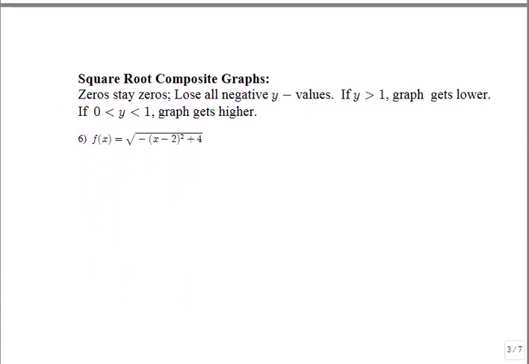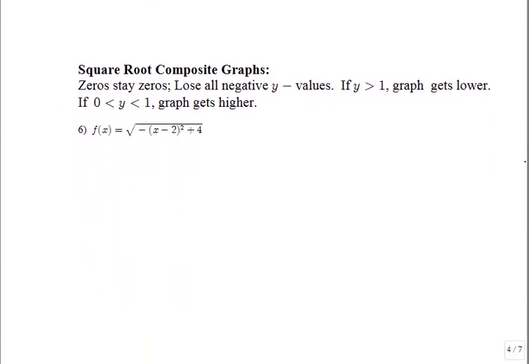All right. The next couple of examples that we're going to do are a little bit trickier. These are going to be square root composite graphs. So we're going to start with some function inside, graph that first, and then take the square root of that graph. Before we even worry about the square root, let's start by just graphing this inside function. Let's just graph negative (x minus 2) squared plus 4.